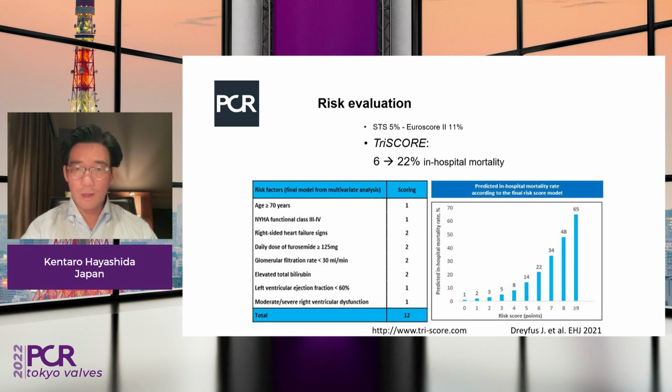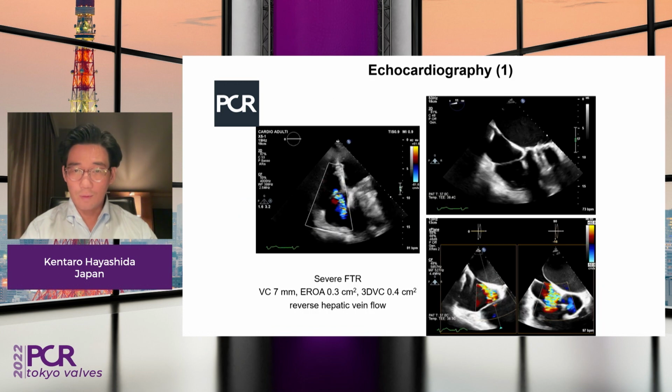And if we calculate the TRI-score, a risk score for patients with TR, the risk factors are age, NYHA class, right heart failure, and elevated total bilirubin. That means a score of 6, which is 22% in-hospital mortality after a surgical procedure. And I would like to hand over to Masaki for the presentation of the echocardiography.